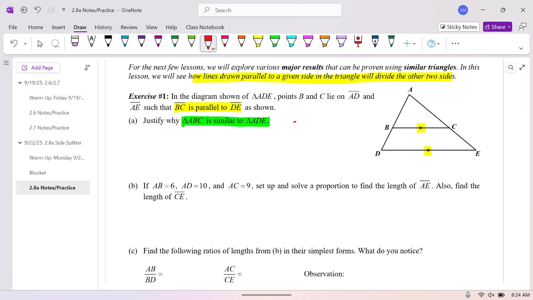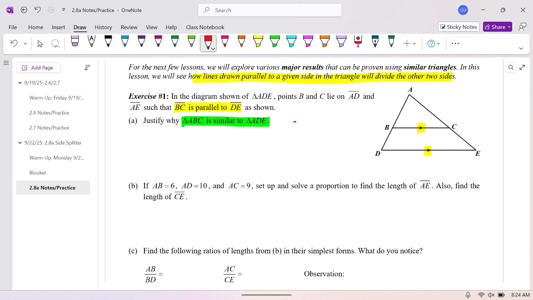They give this to us in part B, but if we're just basing it off of what we currently have in part A, we can't do that yet. What's the other one that we can't really use yet? Side, angle, side. Again, we don't know the side lengths. So we're going to have to use angle, angle. That's where these parallel lines come in.